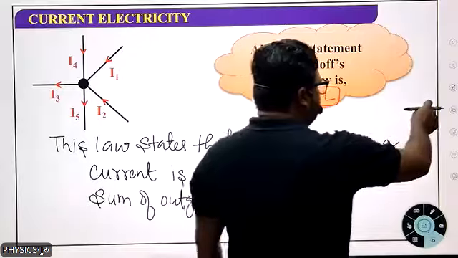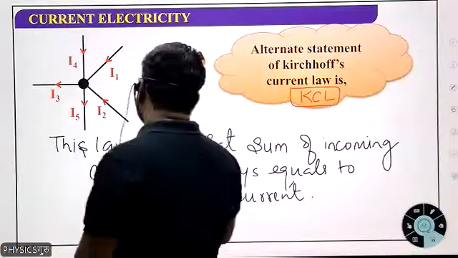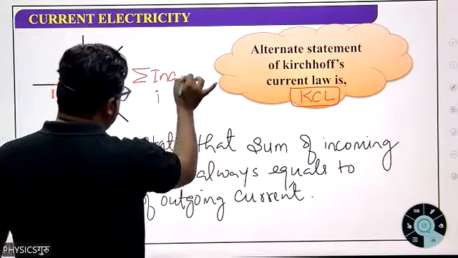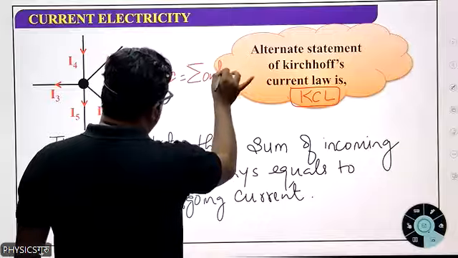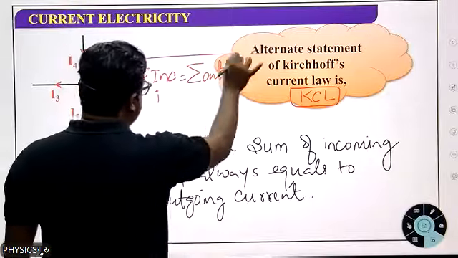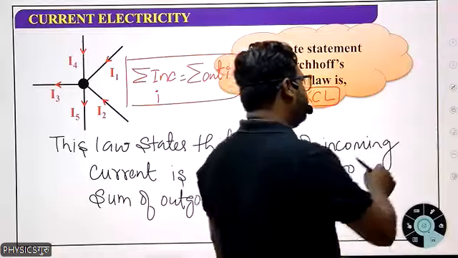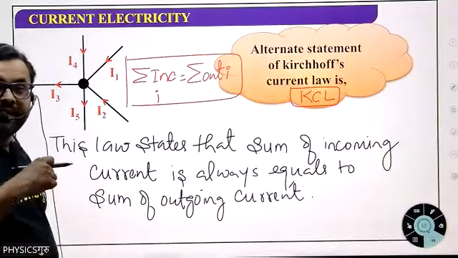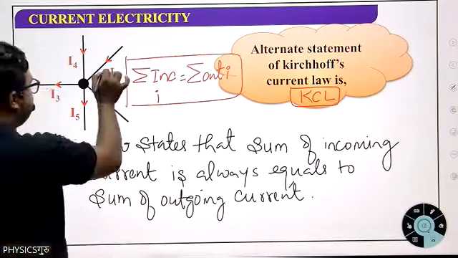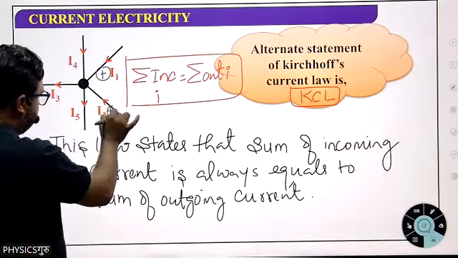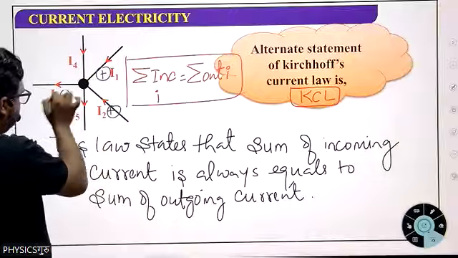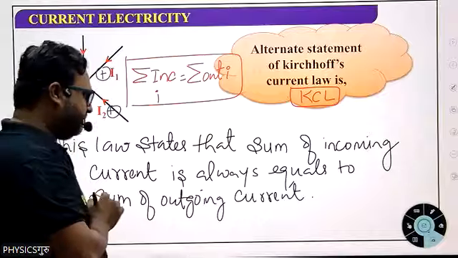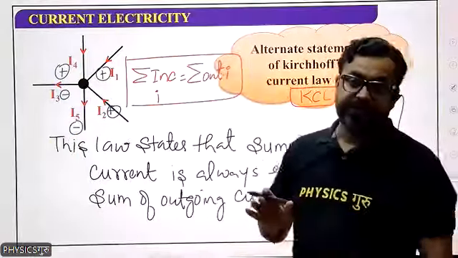Formula: summation of incoming current is always equal to summation of outgoing current. Now it is important to note that the currents coming toward the junction, as we already discussed, are called incoming currents. I1 is incoming current, I2 is also incoming current, I3 is outgoing current, I4 is incoming, I5 is outgoing.